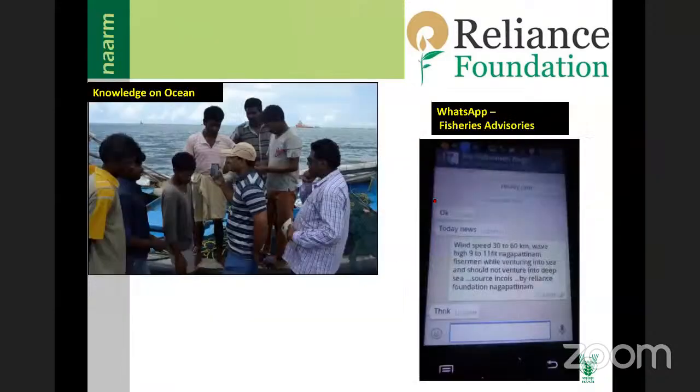Nowadays there is Reliance Foundation's knowledge on the ocean. If you are going there, some difficulties are there. How to get the wind speed? What is the wind speed? Is there any sudden storm or depression in the sea? All these things they can send, but it's offline, because fishermen go to some places in the sea where they may not get the signal. So that's why they can send the message offline, and it can reach the fishing communities.